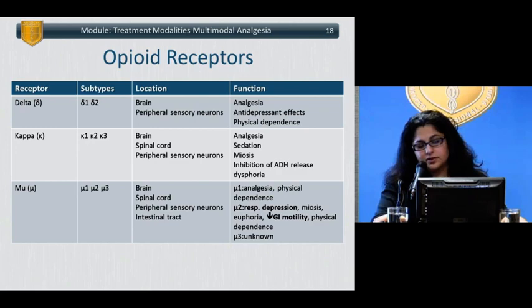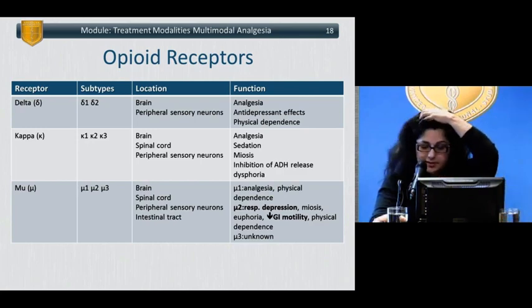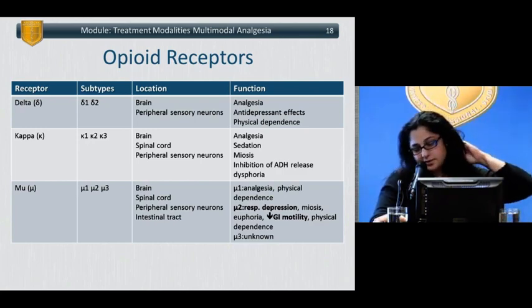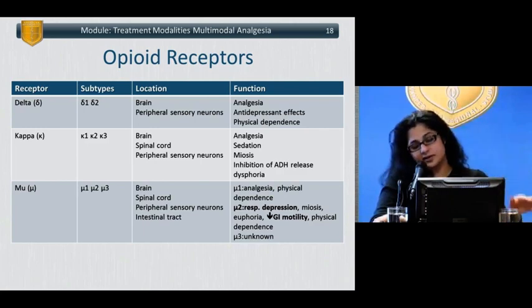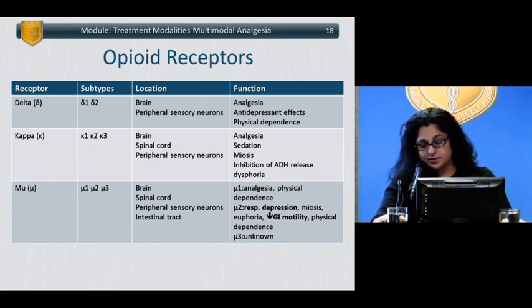Mu3, we still don't know the exact function of it. But these receptors, the mu receptors, can be found in the brain, peripheral sensory neurons, spinal cord, and intestinal tract. Now, because they're found in the intestinal tract, specifically the mu2 receptor, that is usually the causative reason why we can have decreased GI motility and constipation. Mu2 has also been implicated in respiratory depression and physical dependence. Mu1 is responsible for the analgesic properties of opioids as well as physical dependence. And as we mentioned earlier, for mu3, the mechanism is unknown.